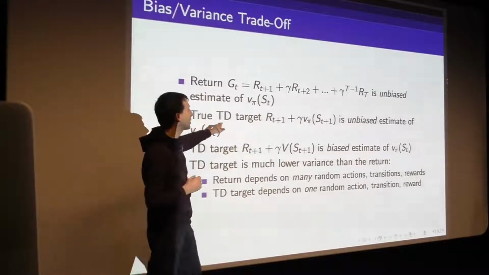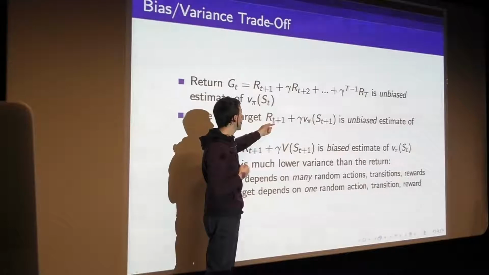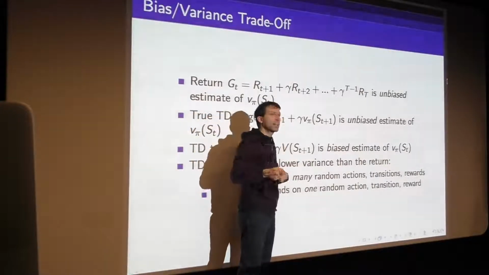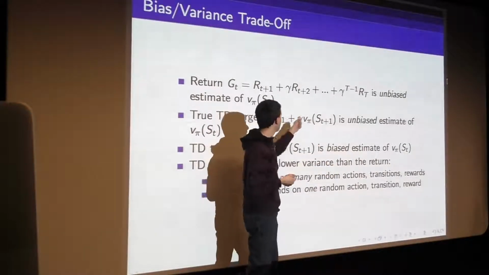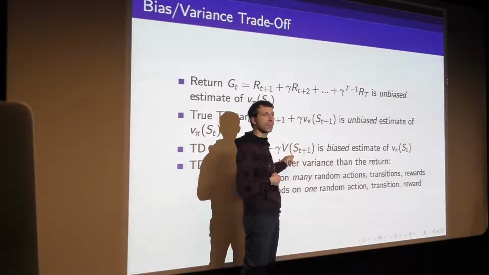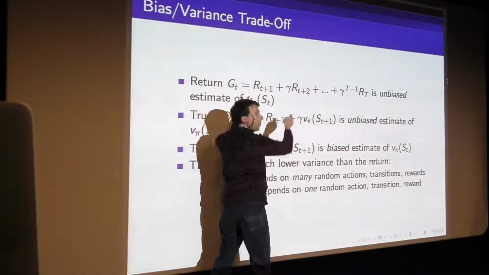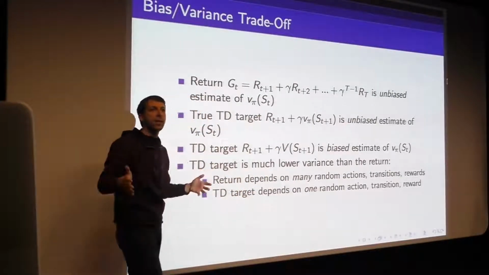Whereas with the TD target, we only incur noise from one step. There's one step of noise in the reward we see. The environment gets to take one turn. We get one random transition, and then we invoke our value function at that next step. So this thing is much lower variance than this thing. We're only looking at the noise over the first step rather than over the entire trajectory.